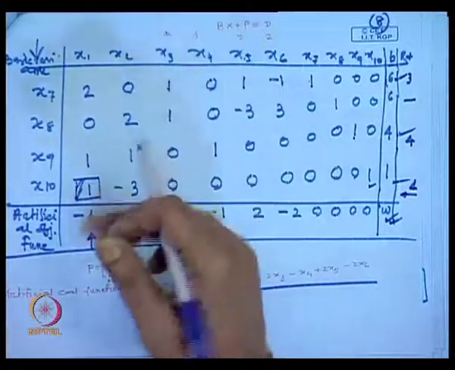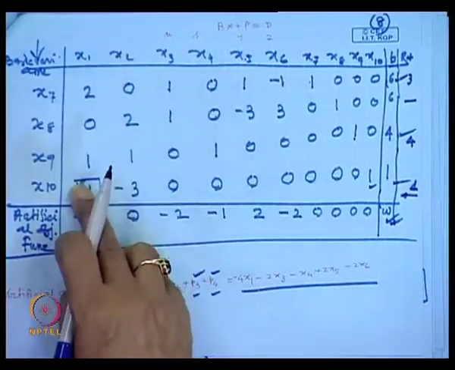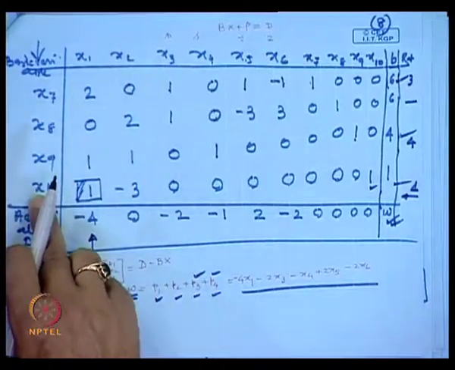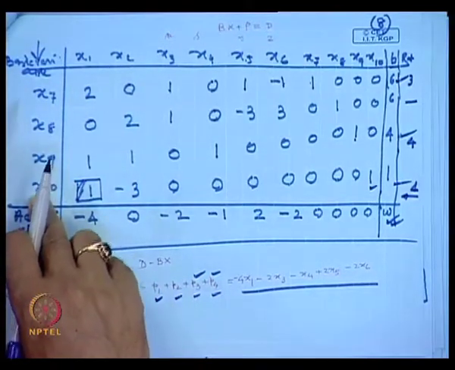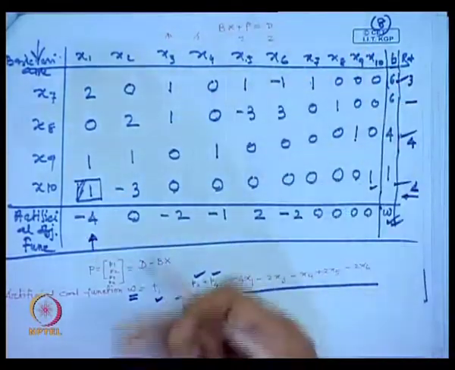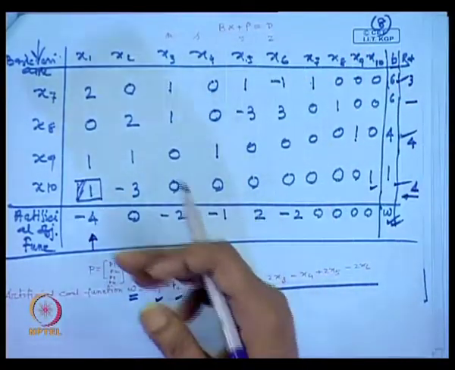Then after that you know that x1 will enter as a basic variable and x10 will leave as a non basic variable, and then the procedure we have discussed earlier is repeated for a few iterations. Then you will get the final solution of this problem.